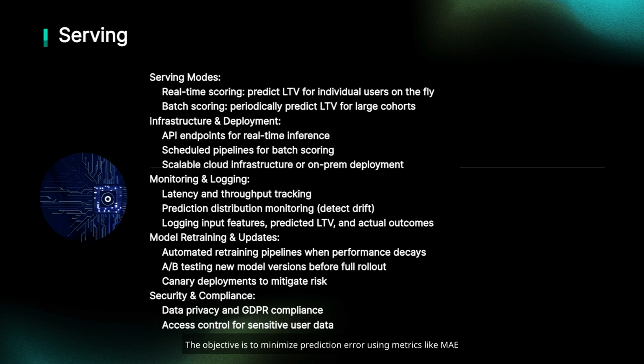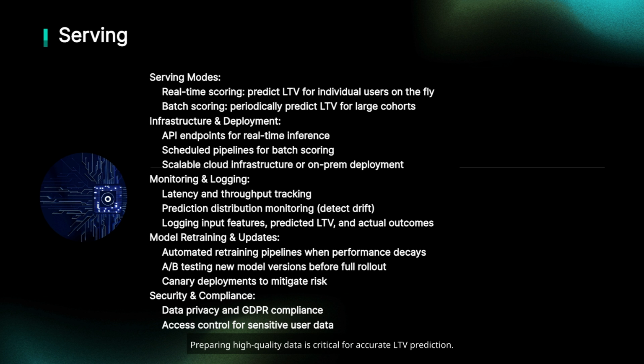The objective is to minimize prediction error using metrics like MAE or RMSE, though we can also incorporate business-aware loss functions that prioritize accuracy for high-value users. Key challenges include handling sparse data, capturing temporal dynamics, managing outliers, and monitoring feature drift over time. This slide sets the stage for the subsequent discussion on model architecture, training, evaluation, and deployment.